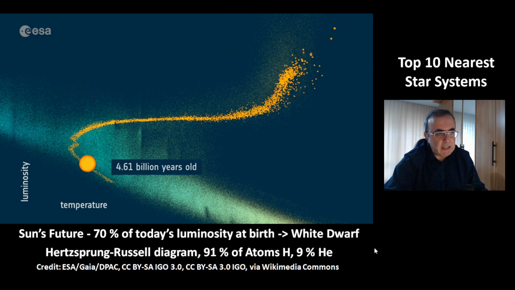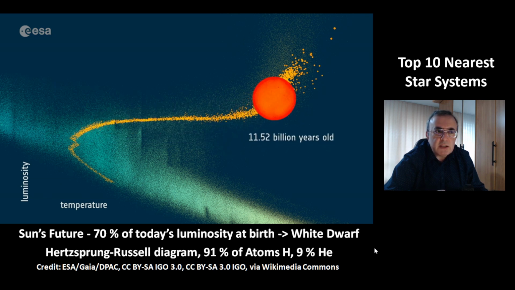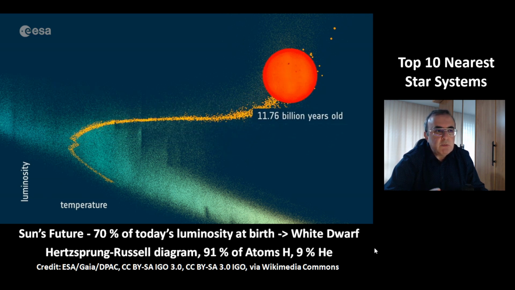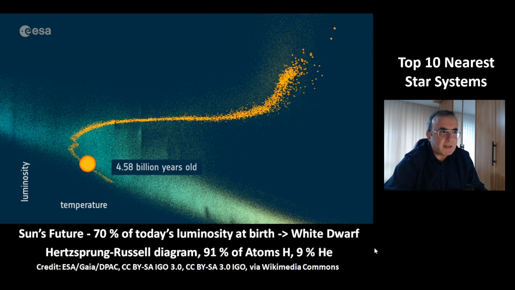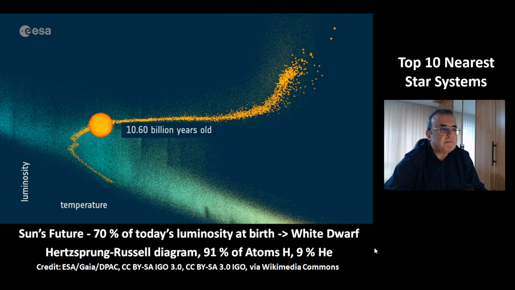And eventually, the Sun will lose half of its material to space. And the other half will shrink to an object called white dwarf. And it will have the size of about the Earth. Today, still 91% of the atoms in the Sun are hydrogen and 9% are helium.